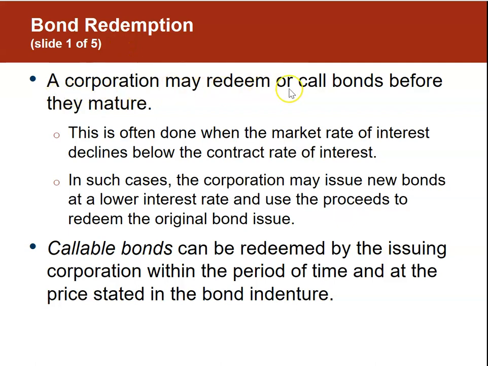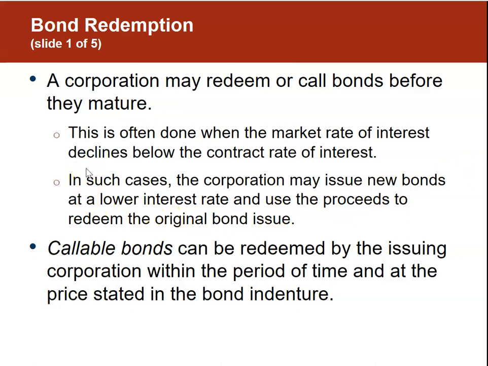It says a corporation may redeem or call bonds. Remember, callable bonds before they mature. This is often done. It's always done when the market rate of interest declines below the contract rate of interest. So if we think about this, interest rates, as I record this anyway, have been on a general downward trend. So this is very, very real. And most bonds are issued for longer than 5 years, 8 years, 10 years, sometimes even more. And so the chances that the interest rate is going to dip at some point during the term of that bond is pretty high. Okay.